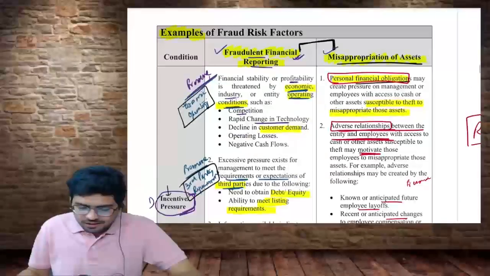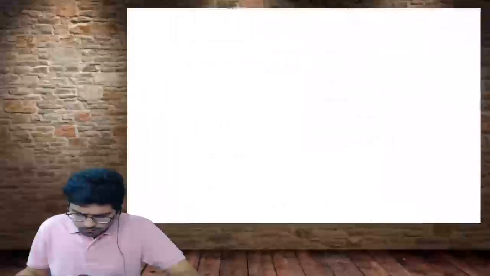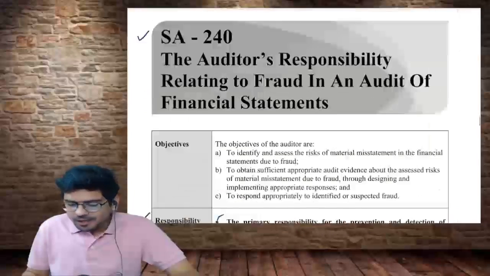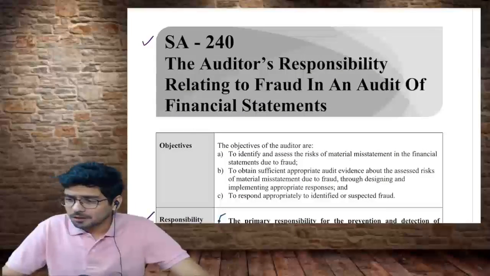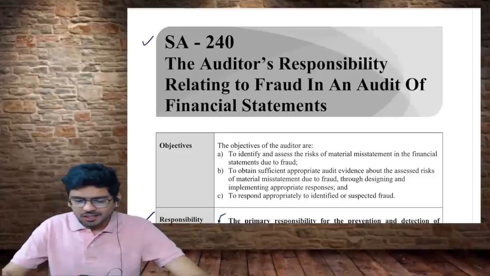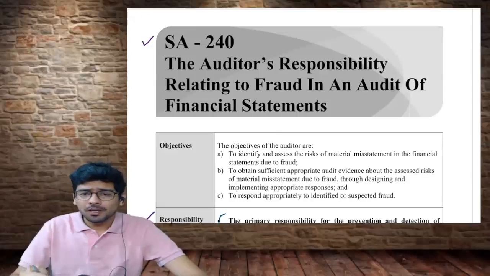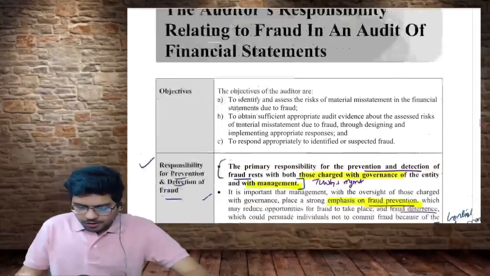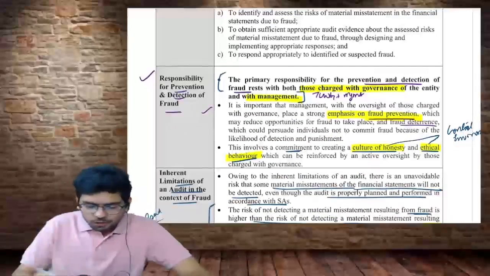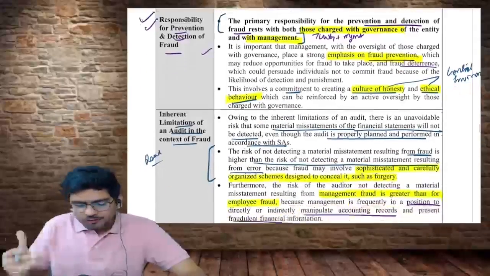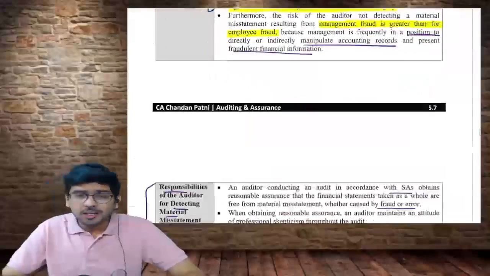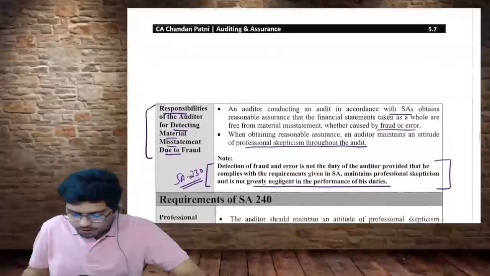The name of this standard is the auditor's responsibility relating to fraud in an audit of financial statements. So we have already discussed the basics. I told you the responsibility part, and because of inherent limitations of audit, we are not in a position to detect all misstatements. Okay, so what is our responsibility towards the fraud?